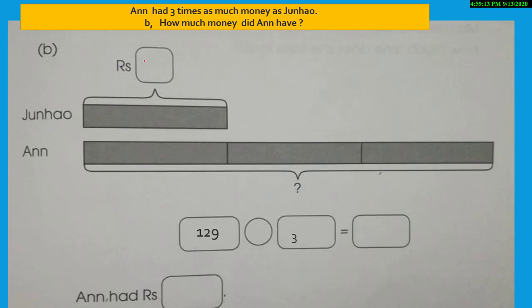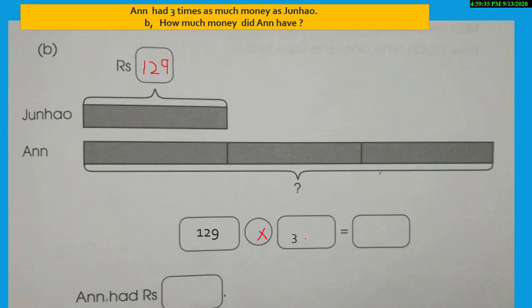So you will write down your answer over here, 129. This is the amount of Johavu, and Anne had 3 times more. So one box is there, two are left. So what are we going to do? We are going to multiply. Times is the word which gave us a clue to multiply. So 129 multiplied by 3.